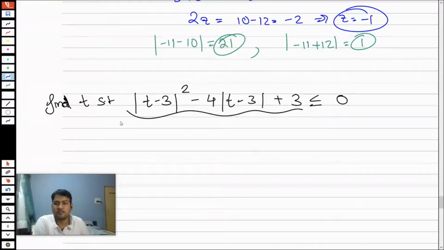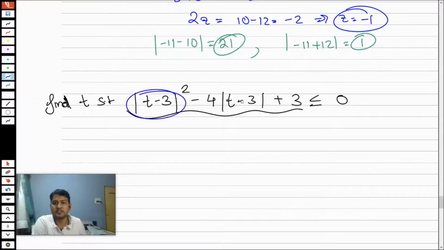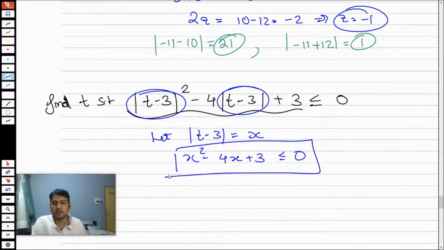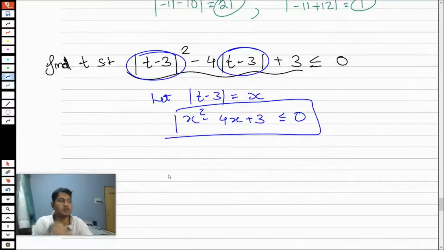Okay. So the first substitution that I do is I see mod here, |t - 3|. So what I do is let |t - 3| be equal to x. So what this thing becomes is x² - 4x + 3 is less than or equal to 0. Now this is a quadratic. So how do you solve a quadratic?